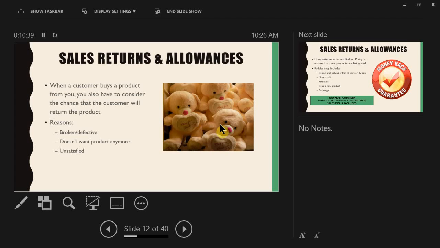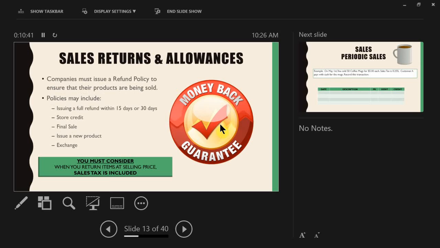Now, of course, what we have to do as a company is set up company policies, rules and regulations when it comes to returning items, especially because our goal is to ultimately sell our product.